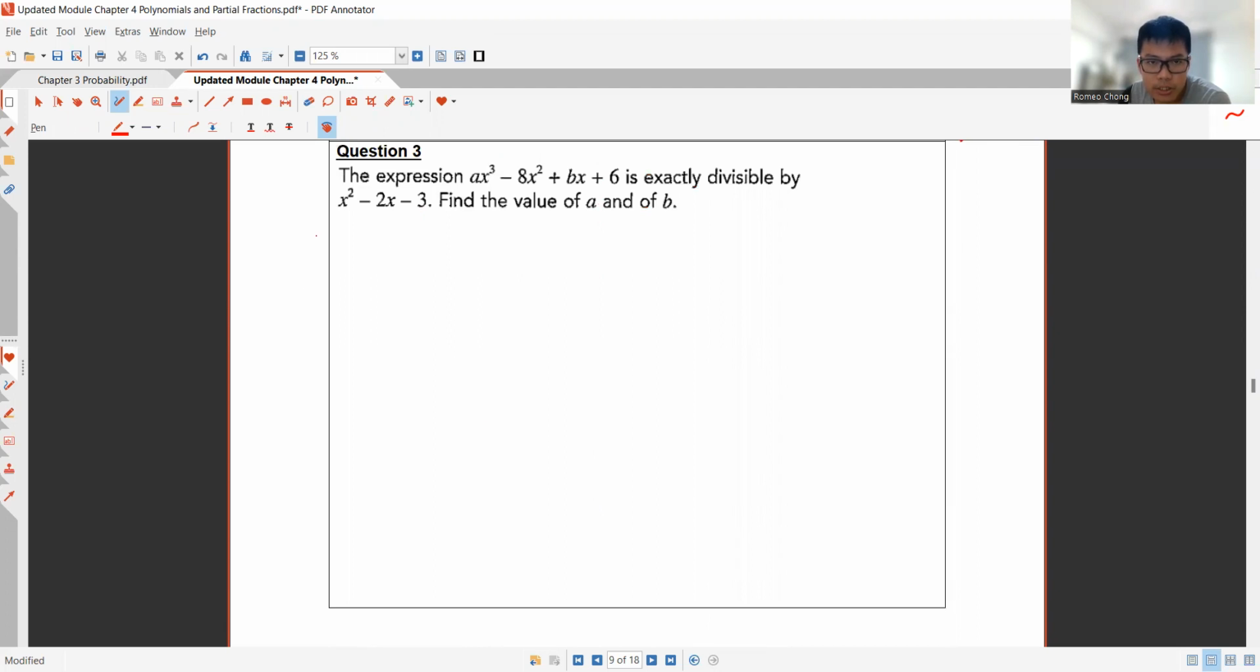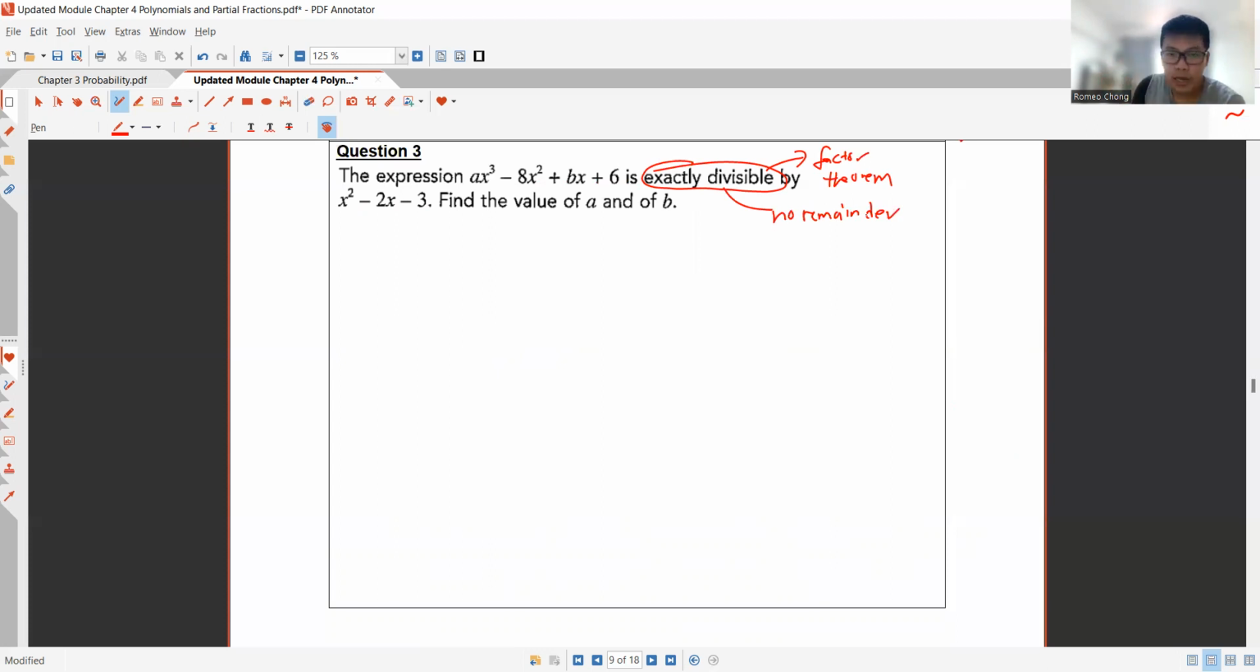Question 3, the expression ax cubed minus 8x squared plus bx plus 6 is exactly divisible by x squared minus 2x minus 3. Exactly divisible means you have to go back to your factor theorem. Why? Because exactly divisible means no remainder, or what we call the remainder equal to 0.